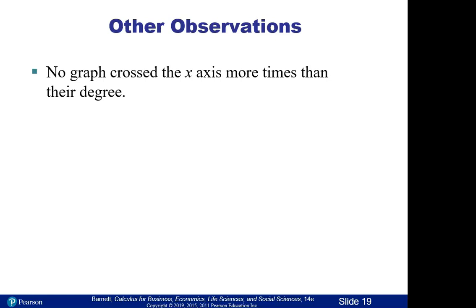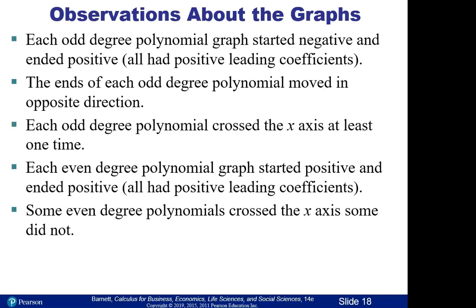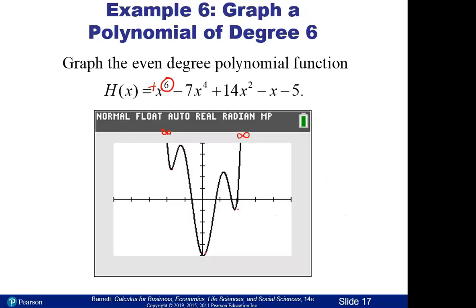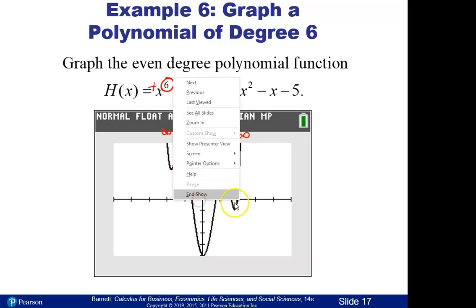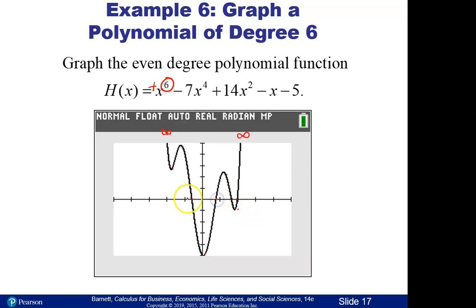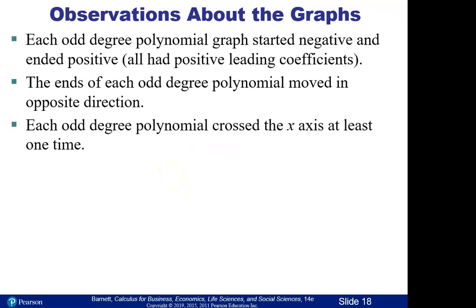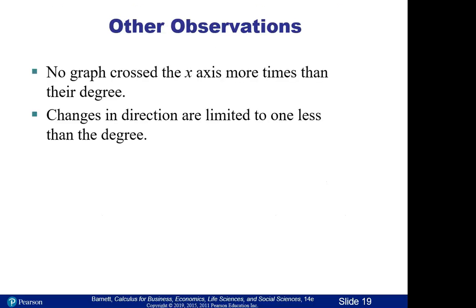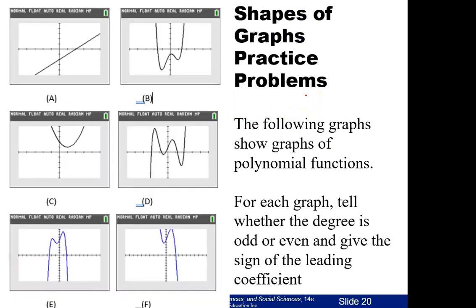Okay, no graph crossed the x-axis more times than their degree. If we look back at some of these, like this one crossed 1, 2, 3, 4 times. So the number of times that it's going to touch the x-axis is always going to be less than or equal to the degree. Okay, so changes in direction are limited to 1 less than the degree, which is what we were talking about earlier.